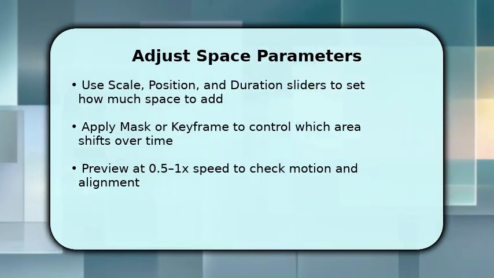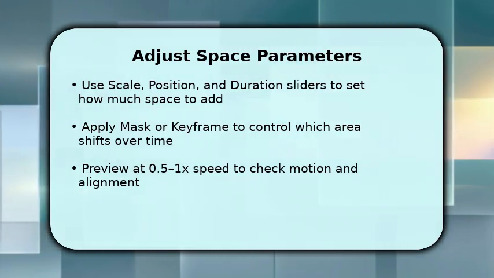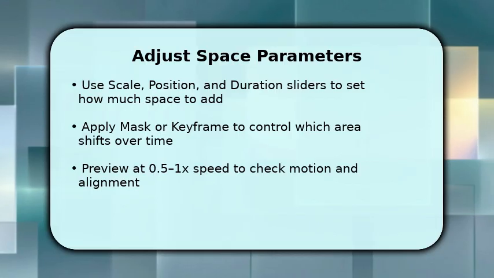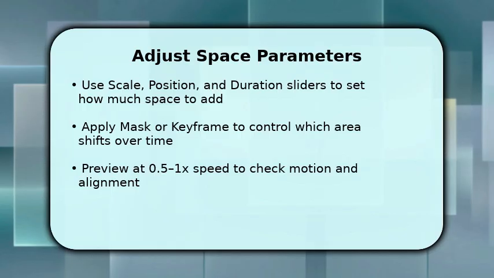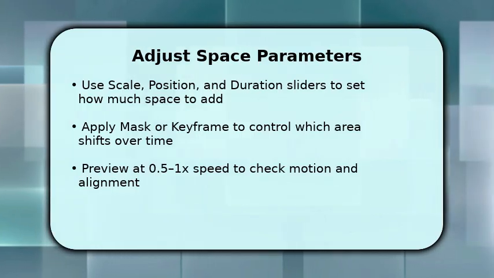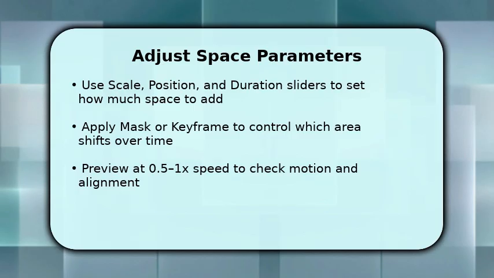If you need selective changes, add a mask or set keyframes to animate only a region rather than the whole frame. Once done, scrub the timeline and preview at half or normal speed to ensure smooth motion and proper alignment.